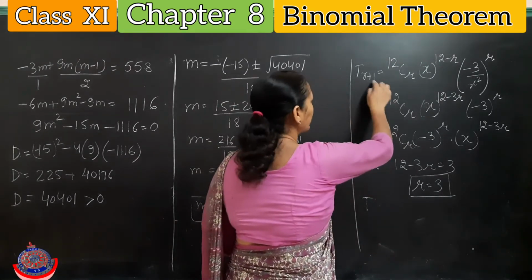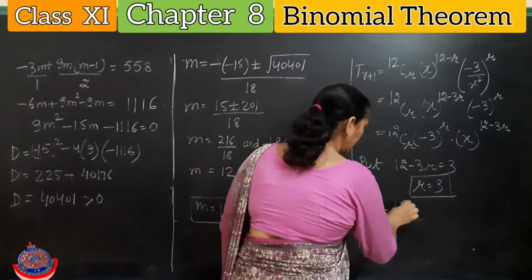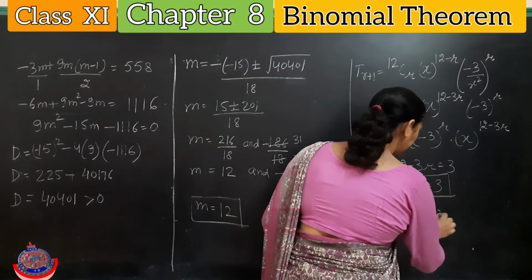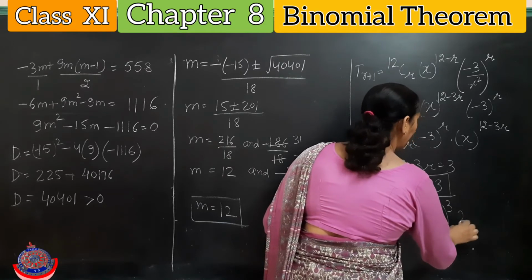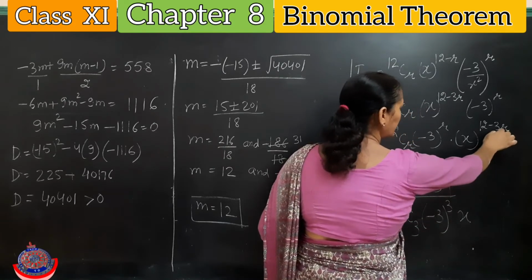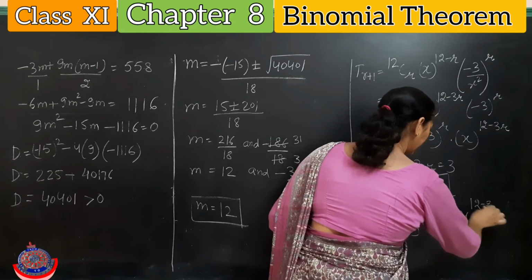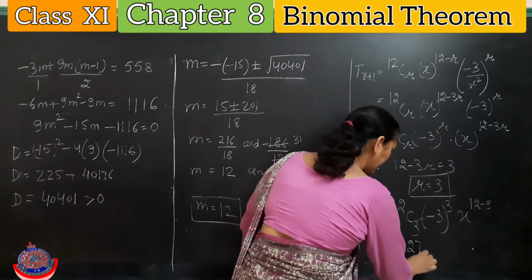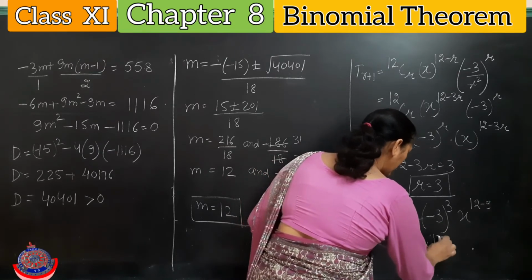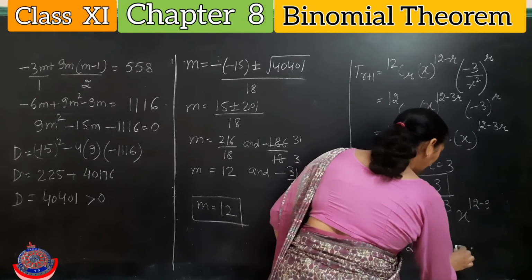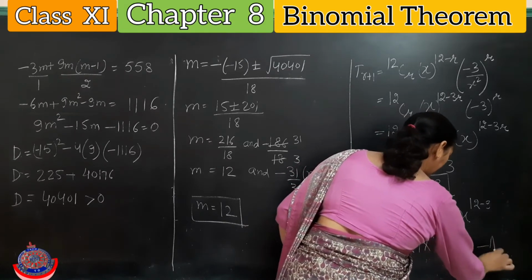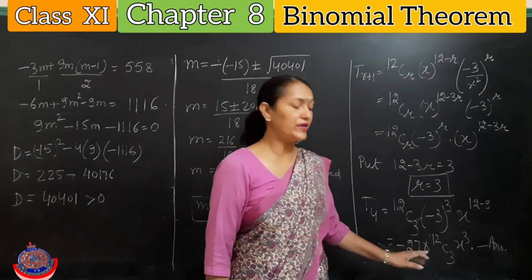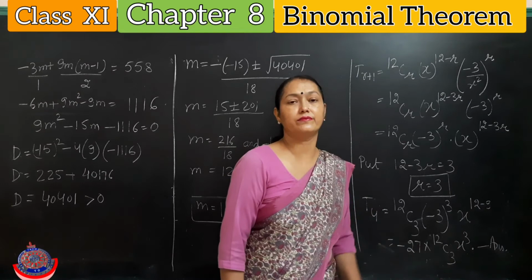So here we will be having the 3 plus 1, fourth term, 12C3 (minus 3) power 3, and x power 12 minus 3, 3 3s are 9. That means minus 3 cube means minus 27 into 12C3 and x^9. This is the term we have obtained of the given expansion which is having x power 3.